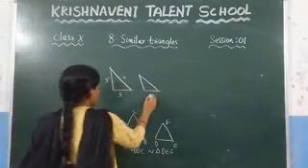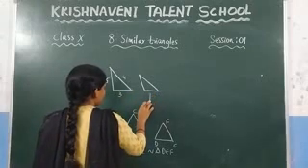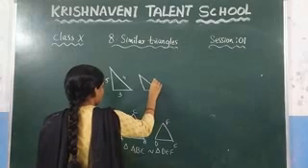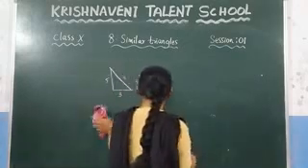Here 5, here 6. Consider this one as 1. Let us consider this one as 2, 3. Consider 2 more triangles here.